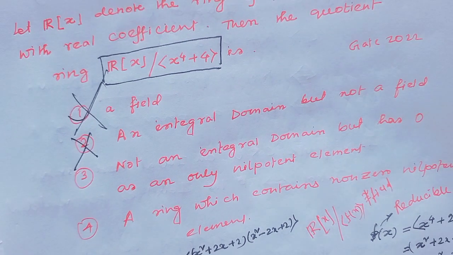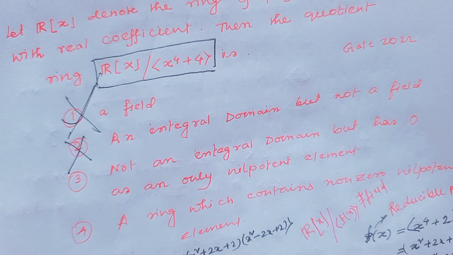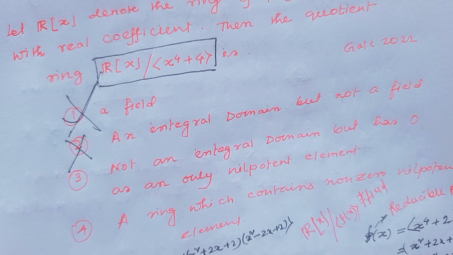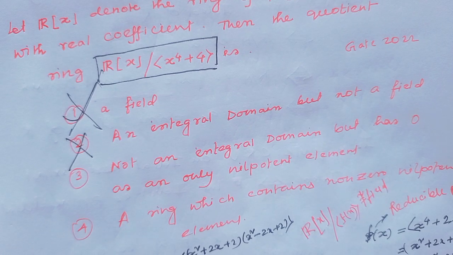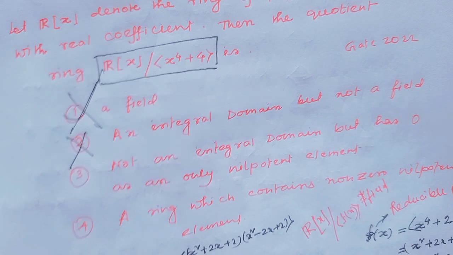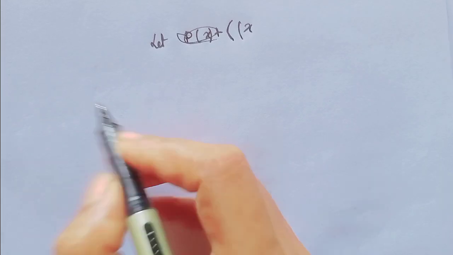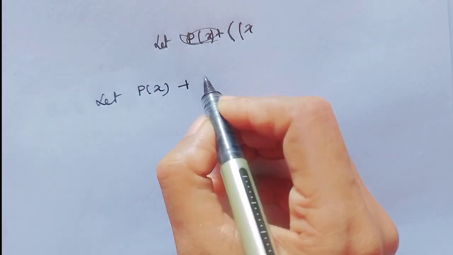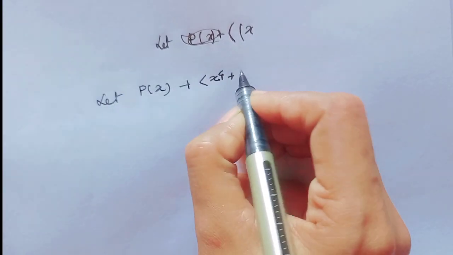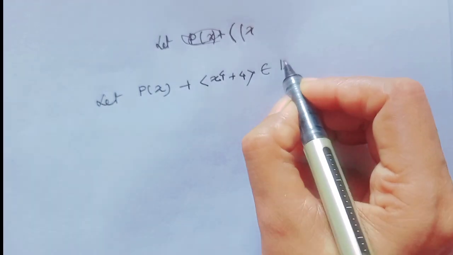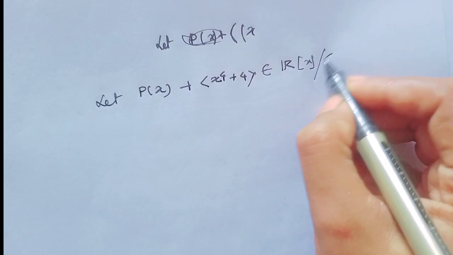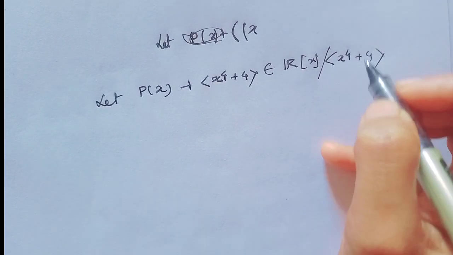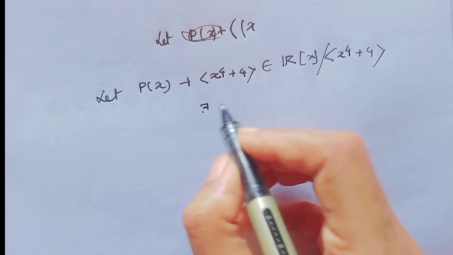Option 3 says not an integral domain but 0 is the only nilpotent element. Not an integral domain, this is right. Here 0 is the only nilpotent element. To prove this, let p(x) plus the ideal generated by x⁴ + 4 belong to R[x] modulo x⁴ + 4.